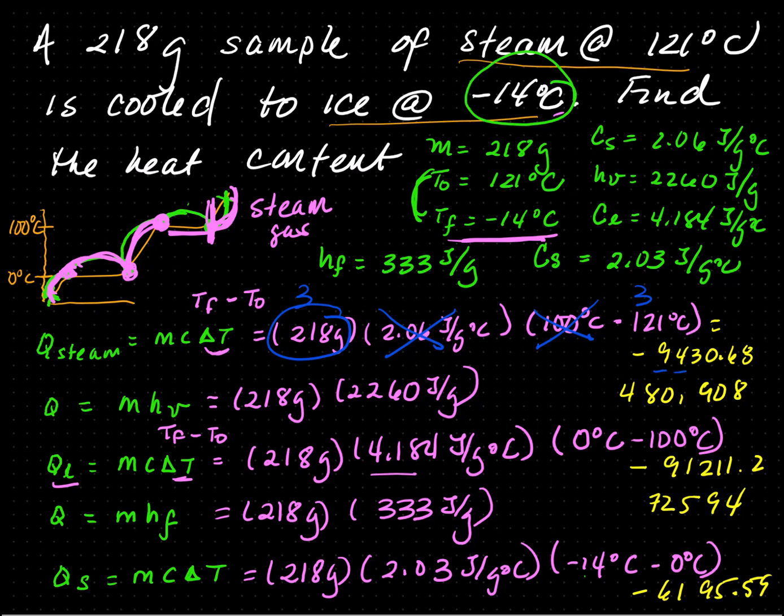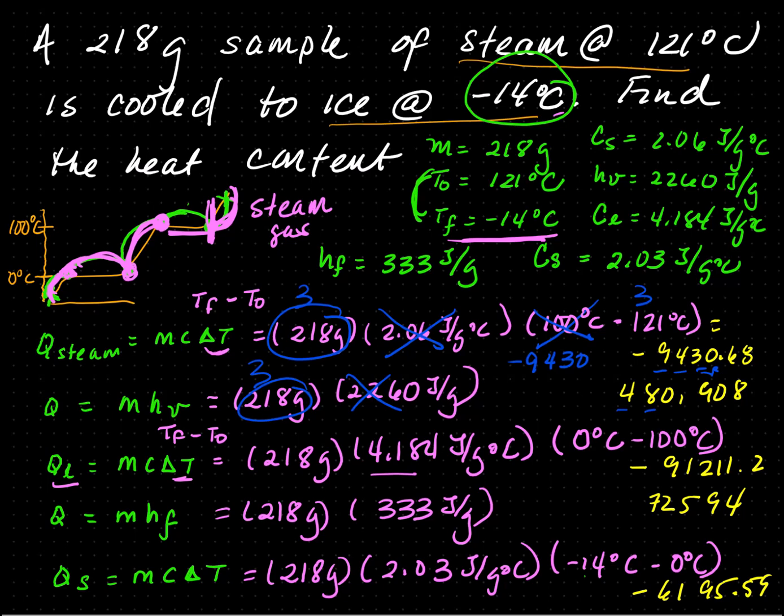So 1, 2, 3. I look 1 to the right. The 3 stays. So this becomes negative 9,430. The next one, this is 3. Constant does not count, so I need 3 in my answer.